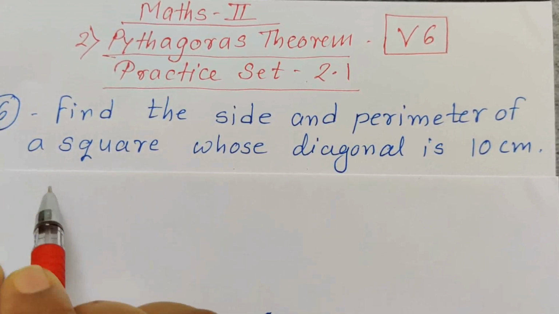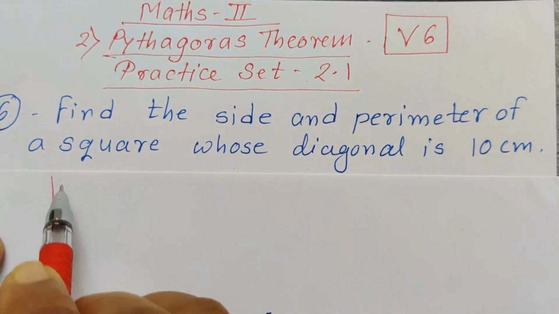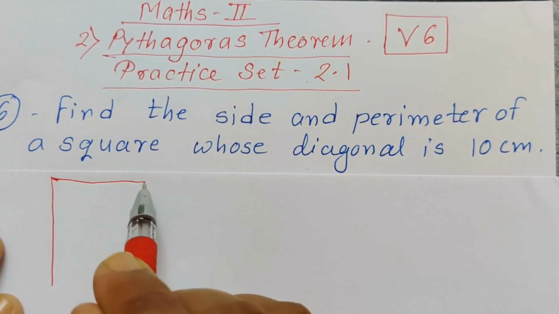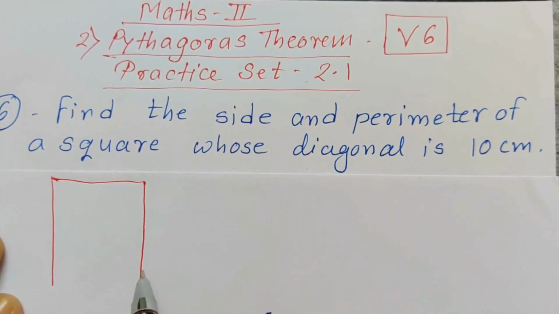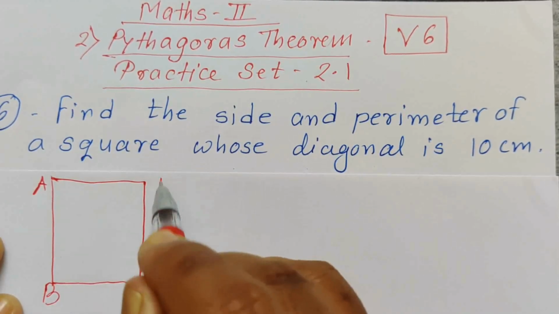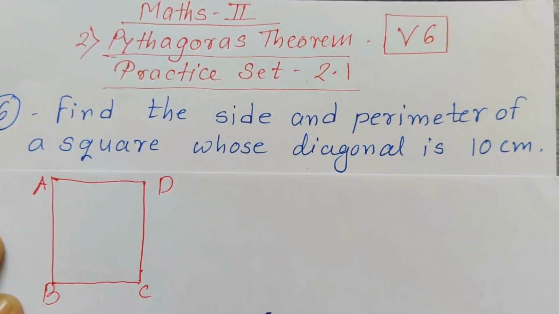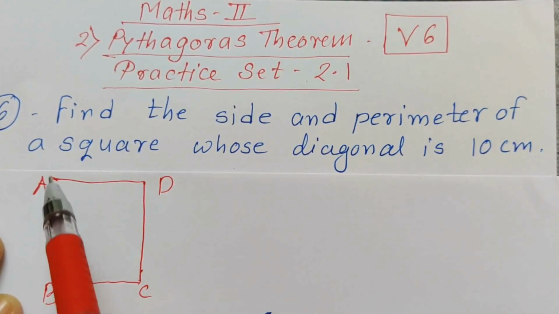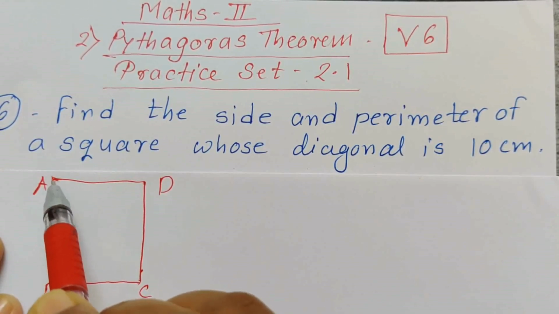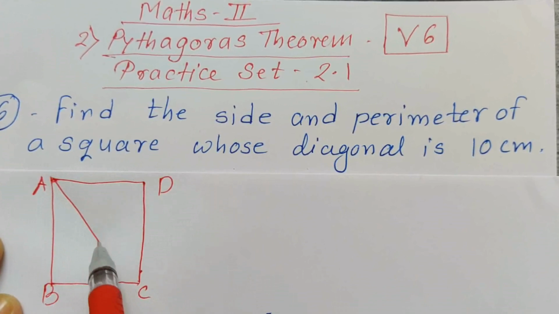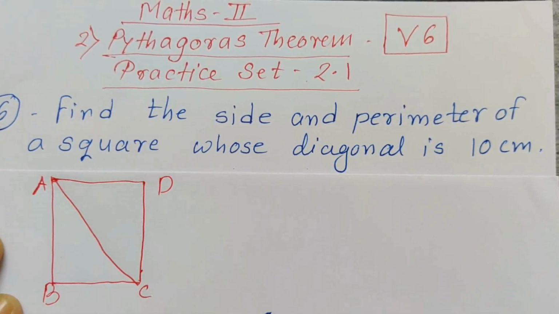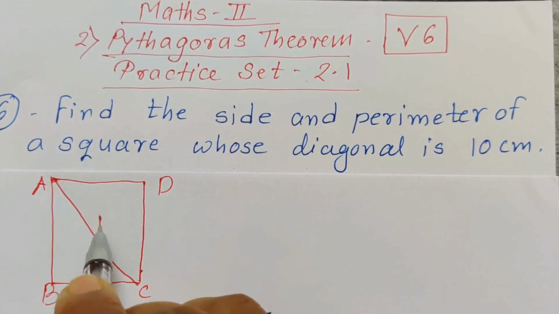Here I am drawing the diagram of a square. Suppose this quadrilateral ABCD is a square. When two opposite vertices are joined, we can say it is a diagonal. You know the meaning of diagonal. So A and C are the opposite vertices, so I joined them with the segment AC, and that segment AC is a diagonal. The length of the diagonal is given as 10.